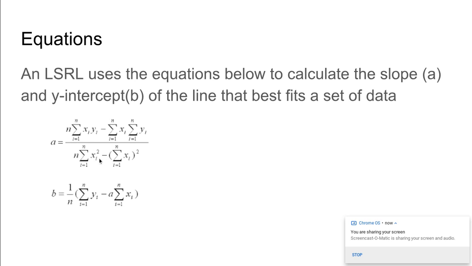They're somewhat long, as you can see, but an LSRL is a least squares regression line, and that is the line that you're going to get from the graphing calculator. And the calculator uses these equations to get the best fit line. The slope will be a, and b is the y-intercept of that line.